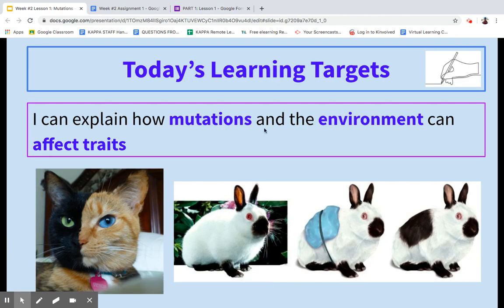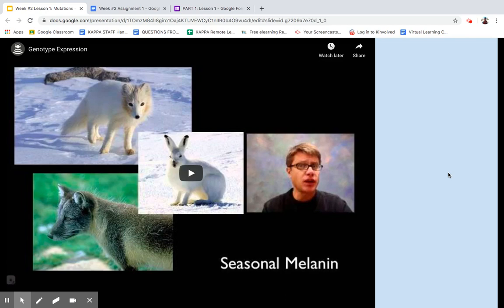The second part of our learning target today is how the environment can affect traits. So we just looked at mutations, how they affect traits. Now, how can the environment actually do that too? We're going to watch a video on gene expression. Now, that means how is your gene showing up and affecting your traits?